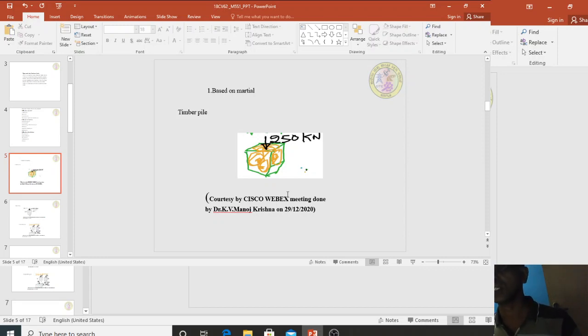Whenever it is partially in water, decaying of timber pile will take place. If seasoning of the wood has not been done 100%, decaying takes place. Seasoning of wood means what? It is the process of removal of sap present in the wood. Third disadvantage is it may be subjected to termite attack also. Therefore timber pile has some limitations, and this we have taken from the Cisco WebEx meeting done by the author on 29/12/2020.